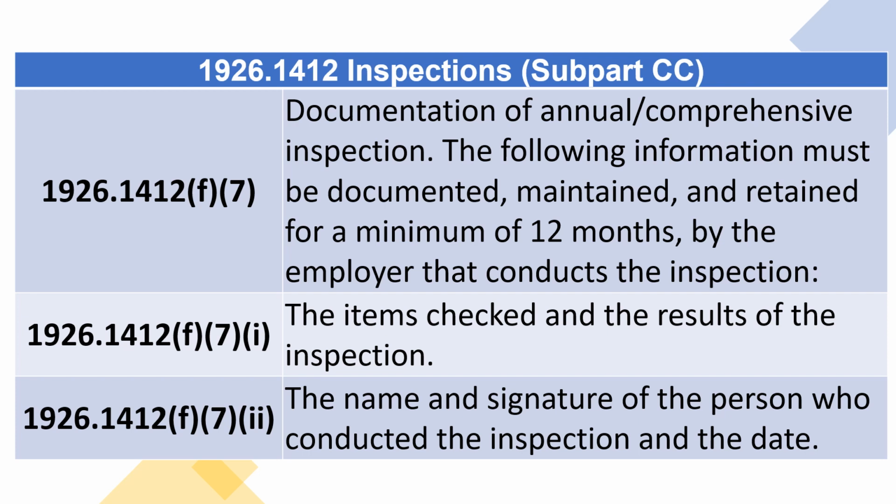1926.1412 F7. Documentation of Annual/Comprehensive Inspection. The following information must be documented, maintained, and retained for a minimum of 12 months by the employer that conducts the inspection. 1926.1412 F7.1 and F7.2: The items checked and the results of the inspection. The name and signature of the person who conducted the inspection and the date.